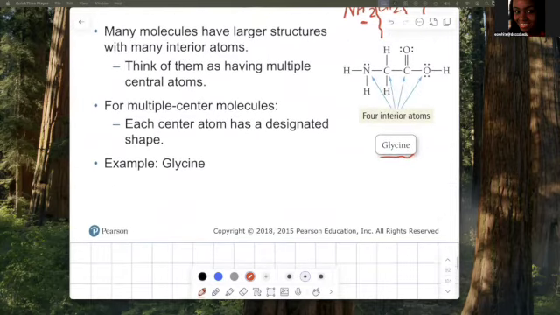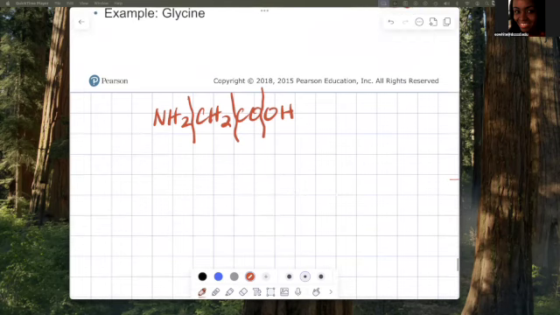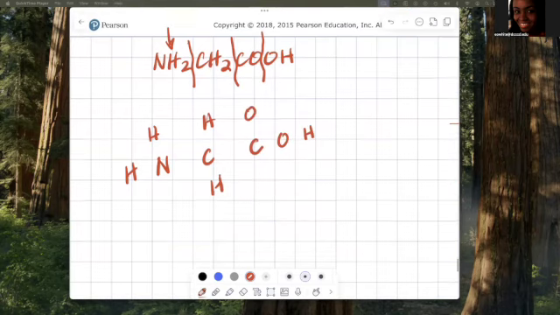I have NH2, CH2, and then COOH. So I told you that essentially this is one part, this is another part, and sometimes this is a part also. So that being the case, you have a nitrogen surrounded by two hydrogens. That takes care of the first part. You have a carbon surrounded by two hydrogens. That takes care of the second part. You have a carbon surrounded by oxygen. Then you have an oxygen surrounded by hydrogen. And it looks something like this.